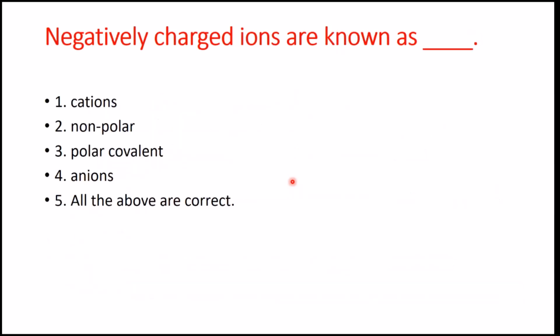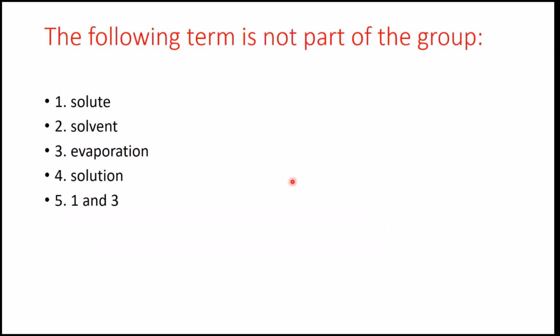Negatively charged ions are known as number 4. Correct. The following term, it's number 3, evaporation. Do we all agree? Yes.